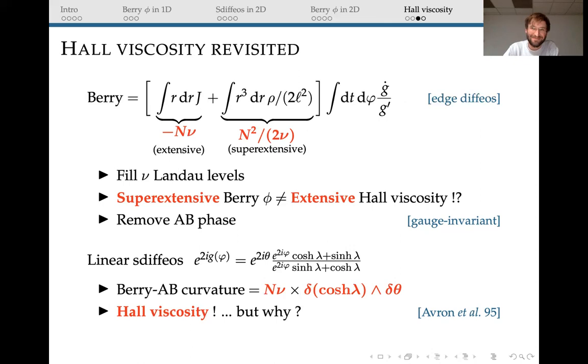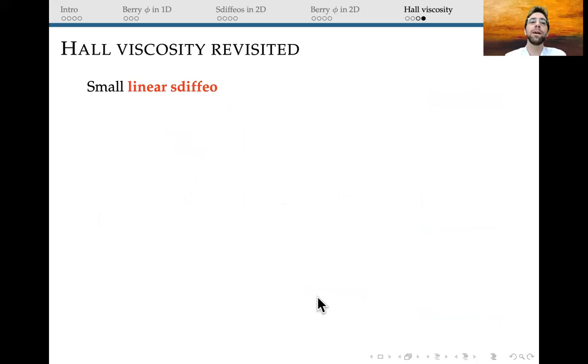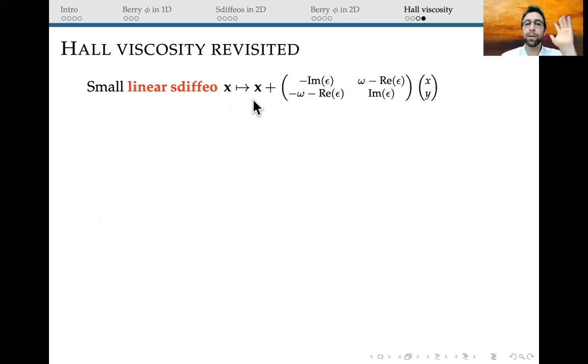Five is enough. So I want to explain why this ad hoc recipe actually reproduces Hall viscosity. To do this, I'm going to ask what happens if you were to take a small linear DFO. By this, I mean a small matrix action of this form labeled by a complex parameter epsilon and the real parameter omega. When I say what happens to the droplet, I really mean how would you implement this operator in terms of the unitary operators I defined earlier on in section 2 of the talk.